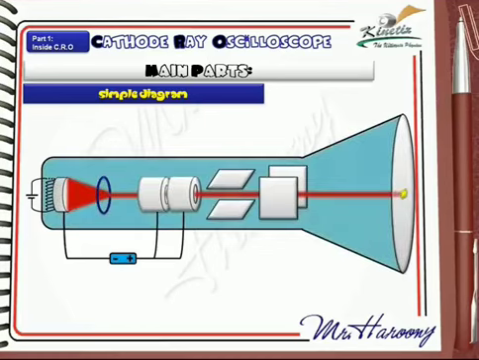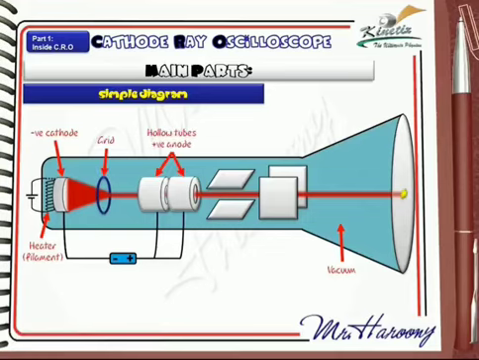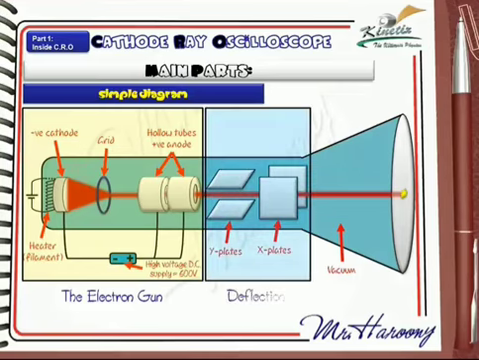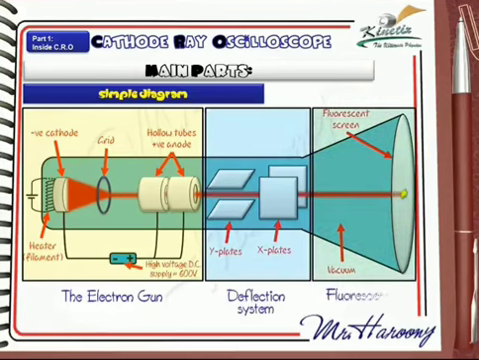Now label the parts. All the apparatus are placed in a vacuum tube. Starting from the left, the labels are the heater or the filament, the cathode, the grid, the two hollow tube anodes, the high voltage DC supply, and all these parts form the electron gun. Then the Y plates and the X plates will form the deflection system. The last part is the fluorescent screen. This is how you will draw and label the parts of the cathode ray oscilloscope.